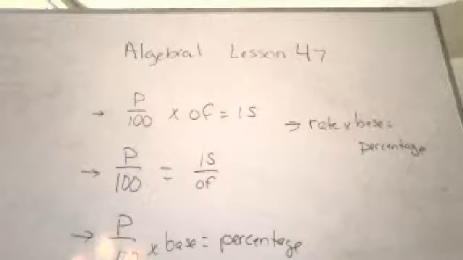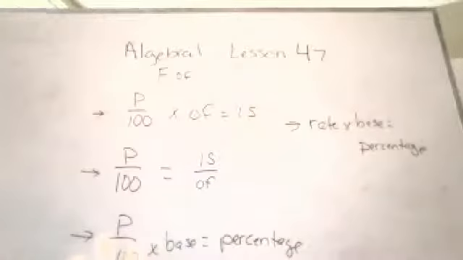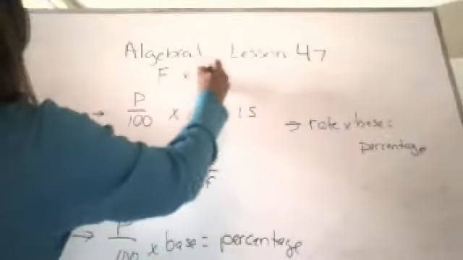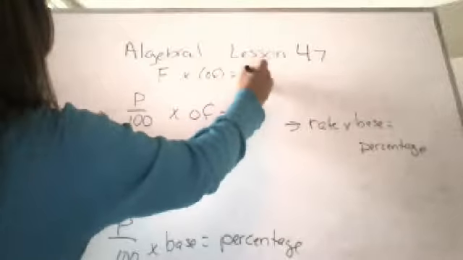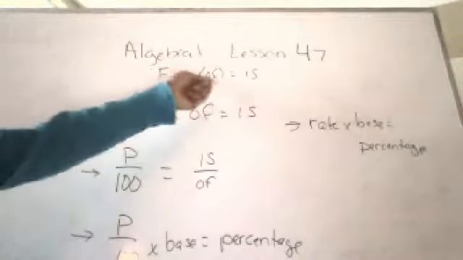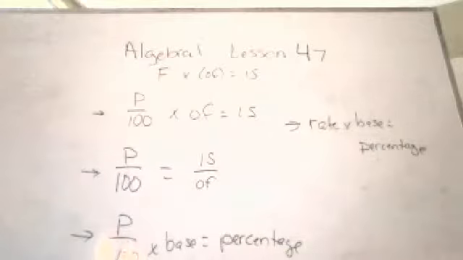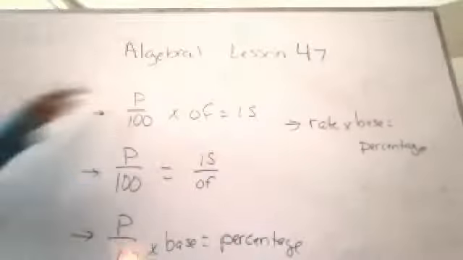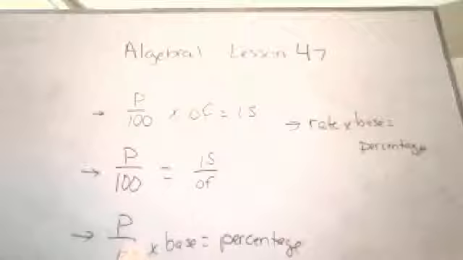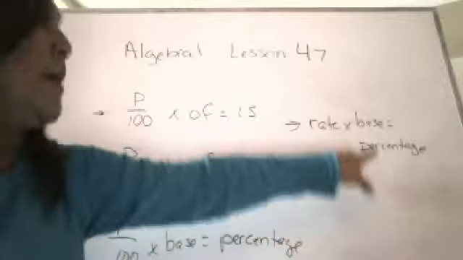In the past, we've said fraction of, or times, of equals is. So we said a fraction of a number equals the part, or a decimal of a number equals a part. So we have other ways of writing that. We could say p over 100 times of equals is, or p over 100 equals is over of, p over 100 times base equals percentage, rate times base equals percentage.